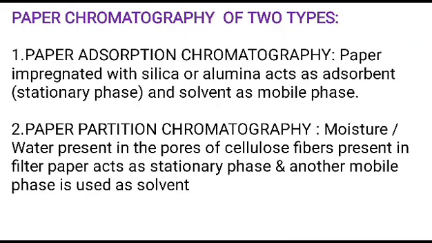There are two types of paper chromatography: paper adsorption chromatography and paper partition chromatography. Paper adsorption chromatography means a paper impregnated with silica or alumina acts as an adsorbent, that is the stationary phase, and solvent as the mobile phase. Normal paper chromatography is partition chromatography, because the water present in the pores of the cellulose fibers acts as the stationary phase, and the other phase, a solvent, is the mobile phase.